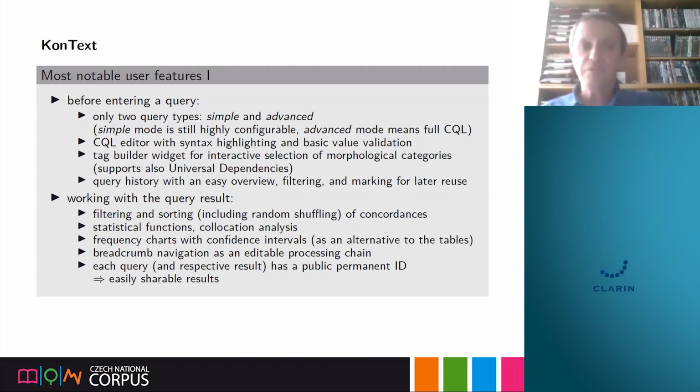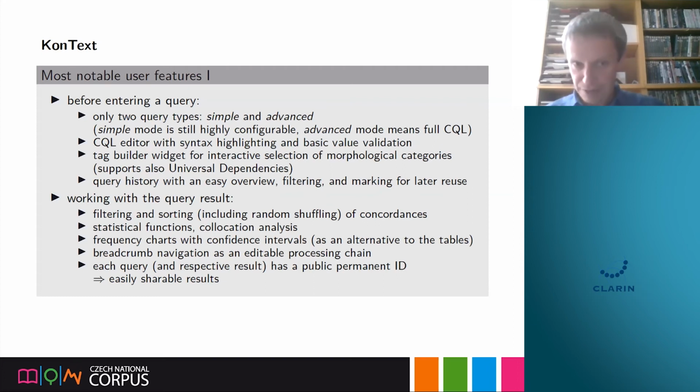Another important feature is query history, because it is not only that there is a query history, but it can also be filtered and overviewed easily. You can mark some of the queries that you've made as important for you, so that they won't disappear from the history. You can name such a query, and you can work with that and prepare your own inventory of queries in KonText.